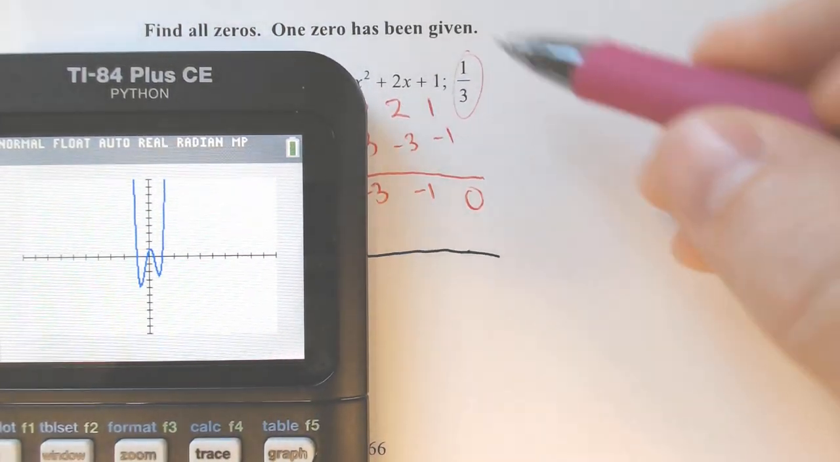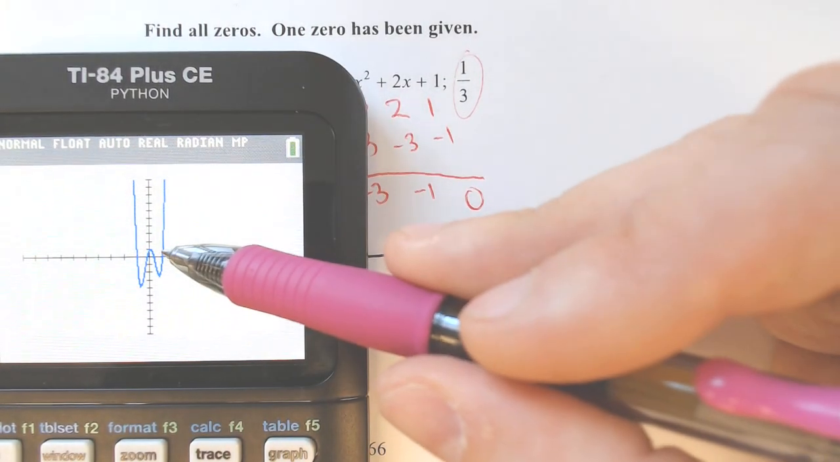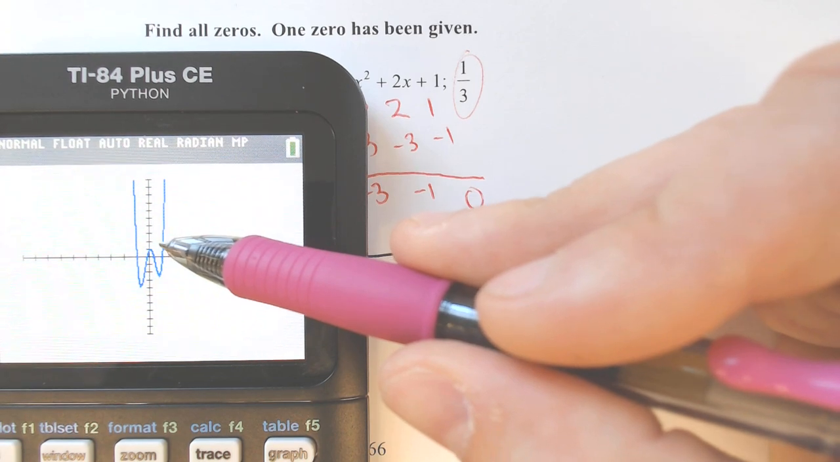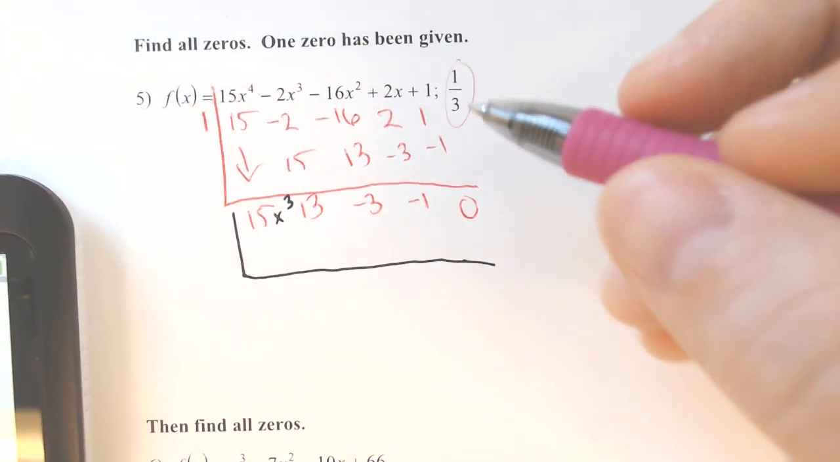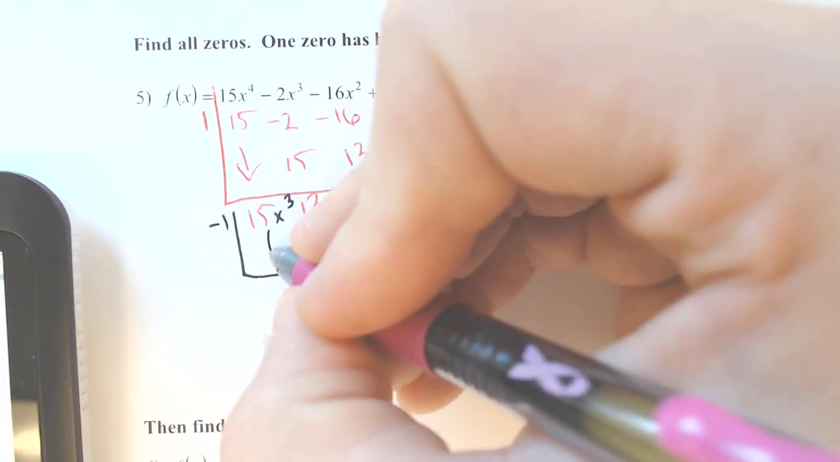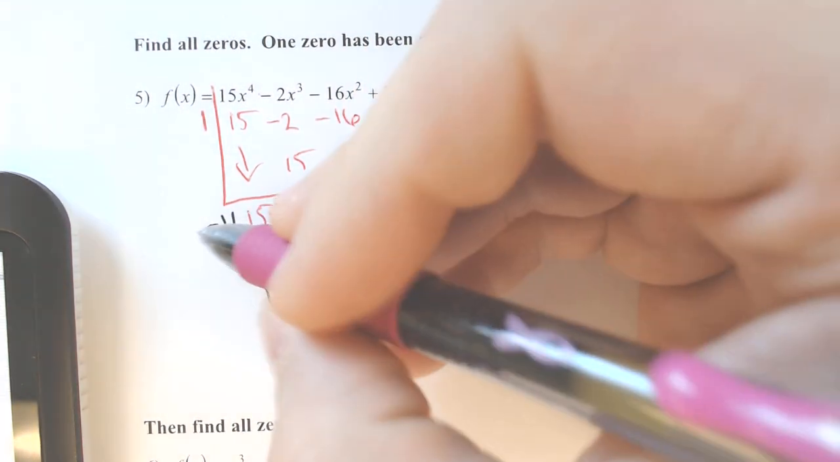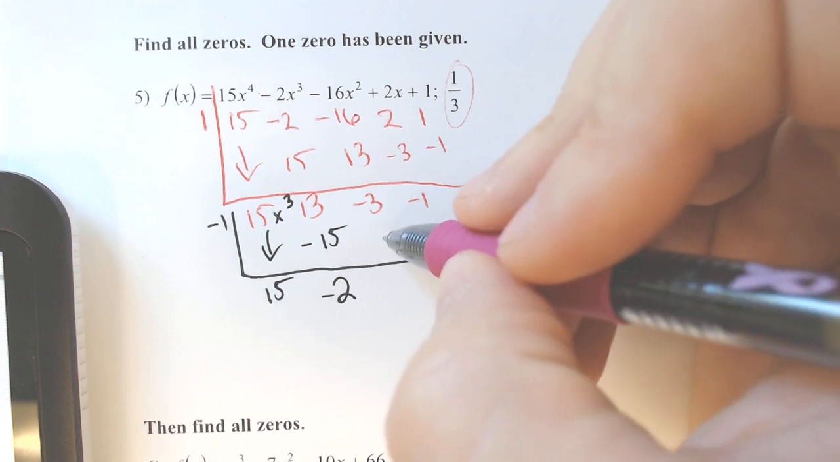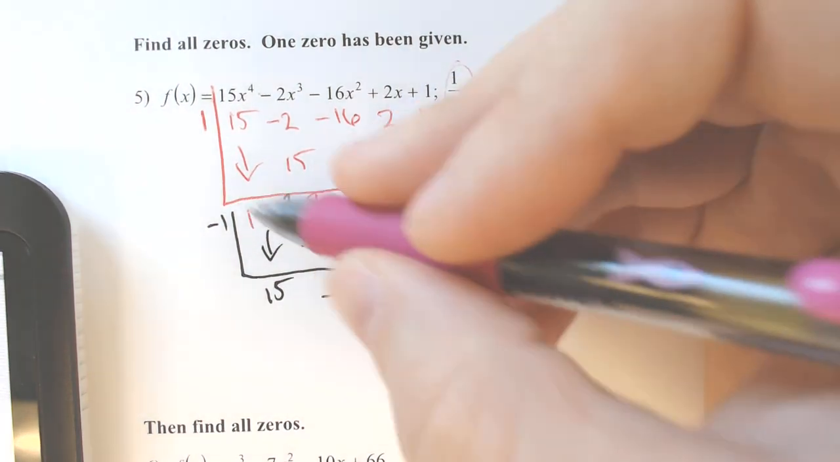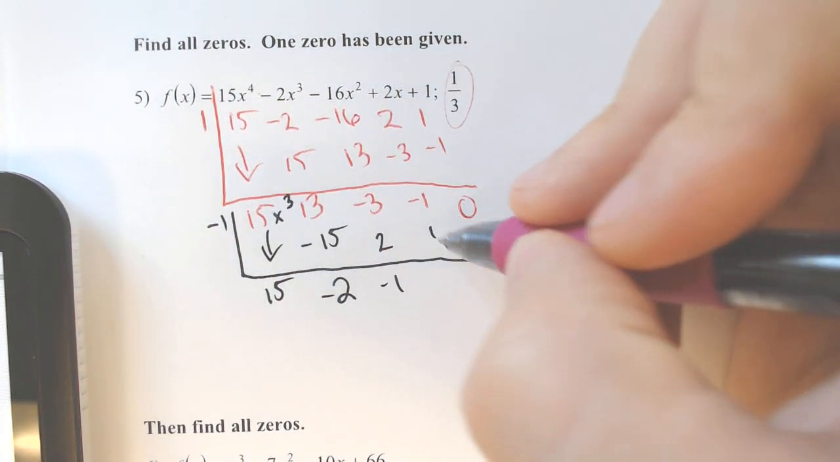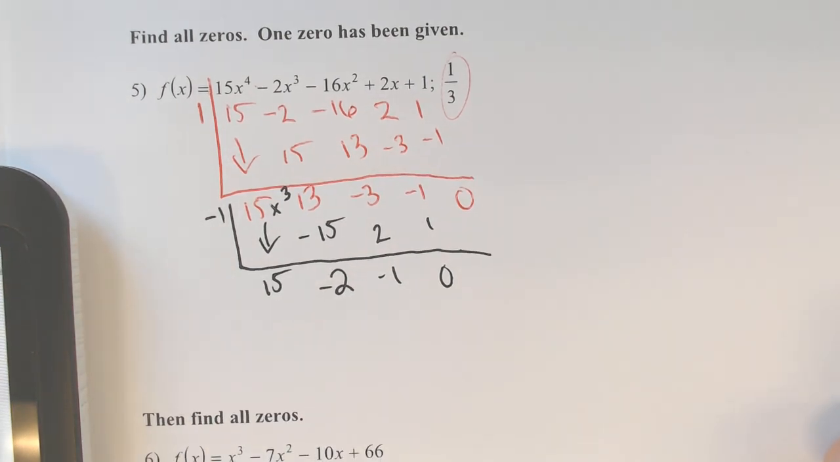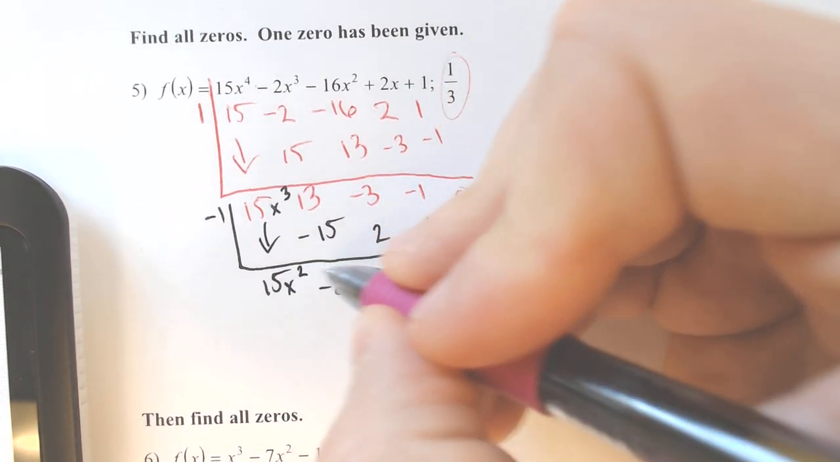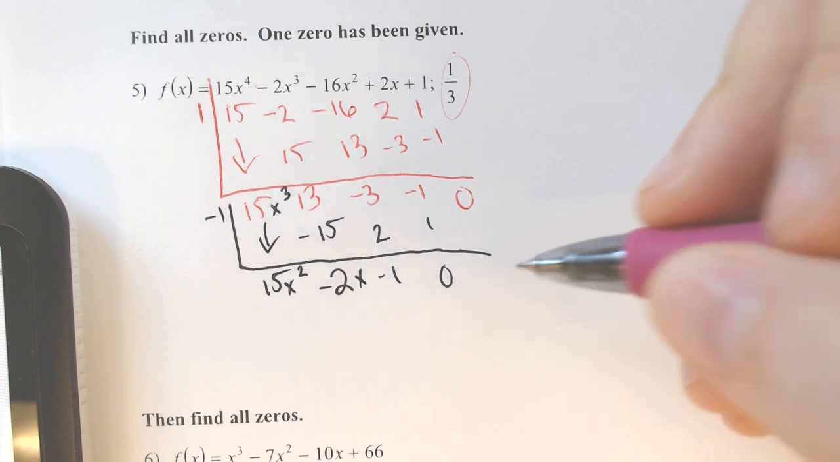Now, you're welcome to use the 1/3, but if you have a graph and it shows you that it goes through at 1 and -1, you might as well use -1 instead because, by all means, that's a little bit easier than 1/3. Multiply, add. Oop, almost messed up. There we go. So now I'm at 15x squared minus 2x minus 1.